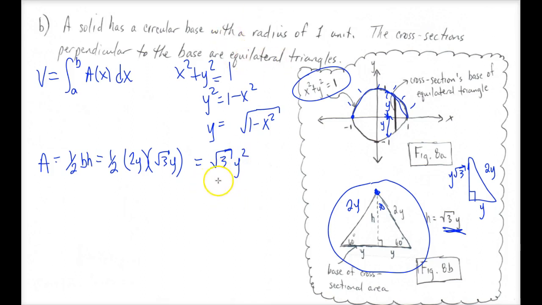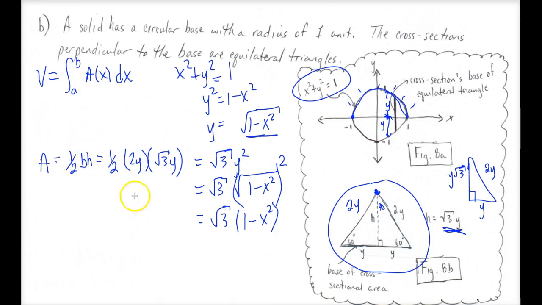And thus, we already know what y is. So y is the square root of 1 minus x squared. So we just have the square root of 3 times the square root of 1 minus x squared, all squared. That doesn't look too good, so I'm going to rewrite it. So the square root of 3, and then we have the square root of 1 minus x squared, quantity squared. And of course, this just ends up being the square root of 3 times 1 minus x squared. And so that is how we'll end up characterizing our area in terms of x.